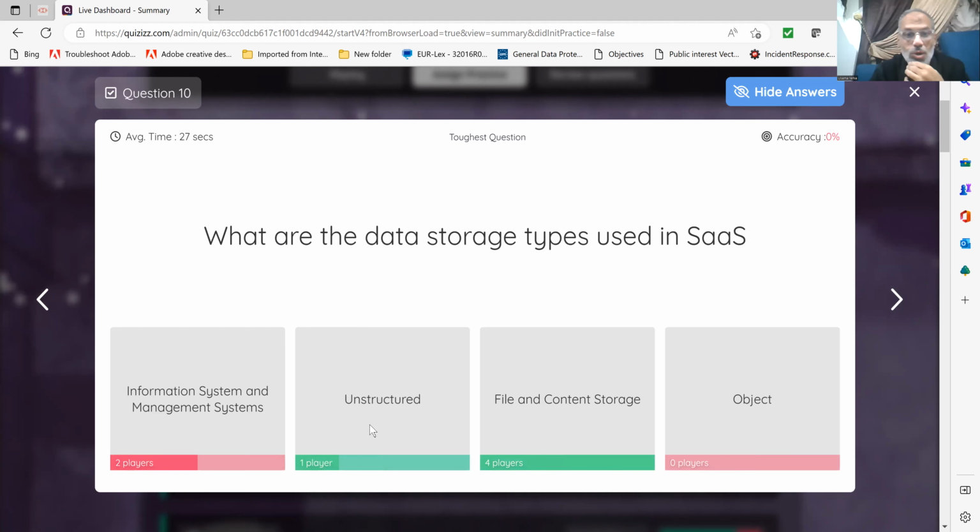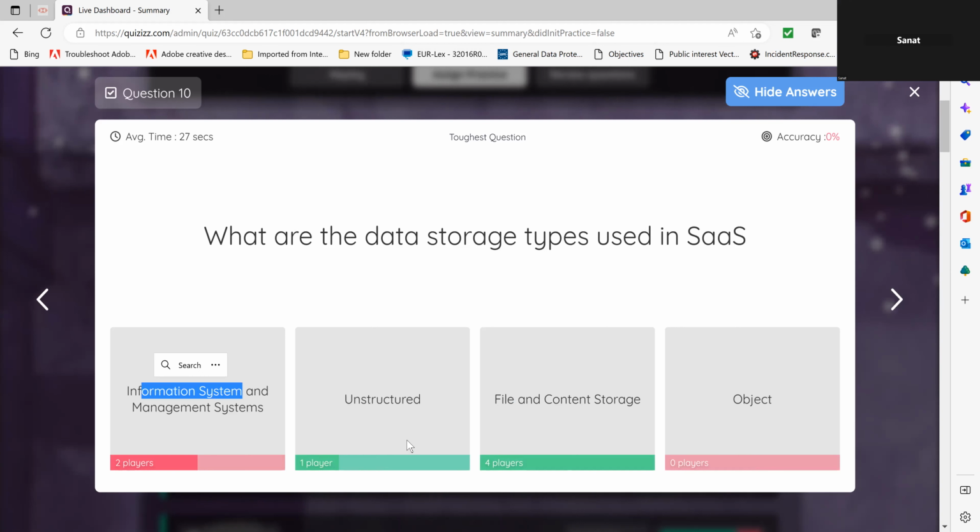Sorry, this is the wrong answer, gentlemen. Here it's mentioned unstructured and file and content storage. No, this is the wrong answer. The right answer is information systems and management systems and file and content storage. Number 1 and number 3. Yeah, I selected that too, but it came out wrong for me.